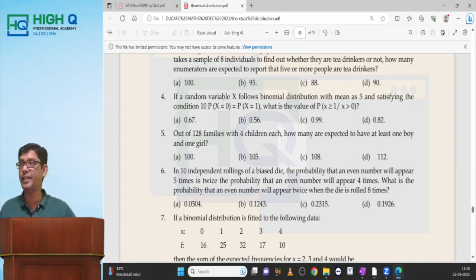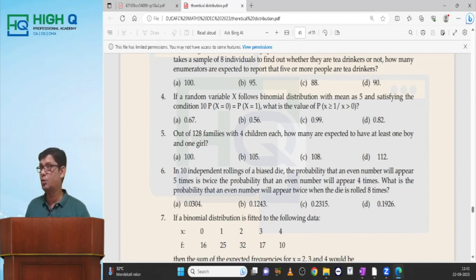Approximately 0.999. Option C. So this is without doing, directly we got it. Next.